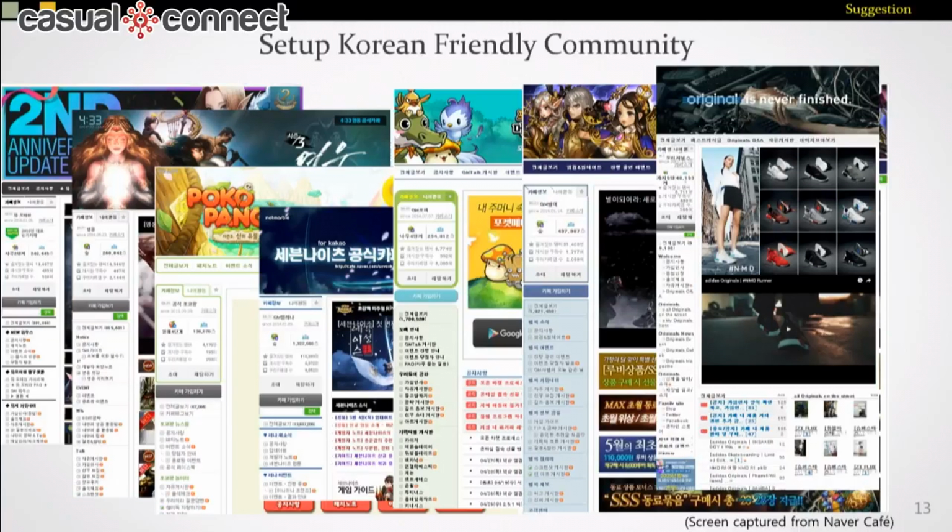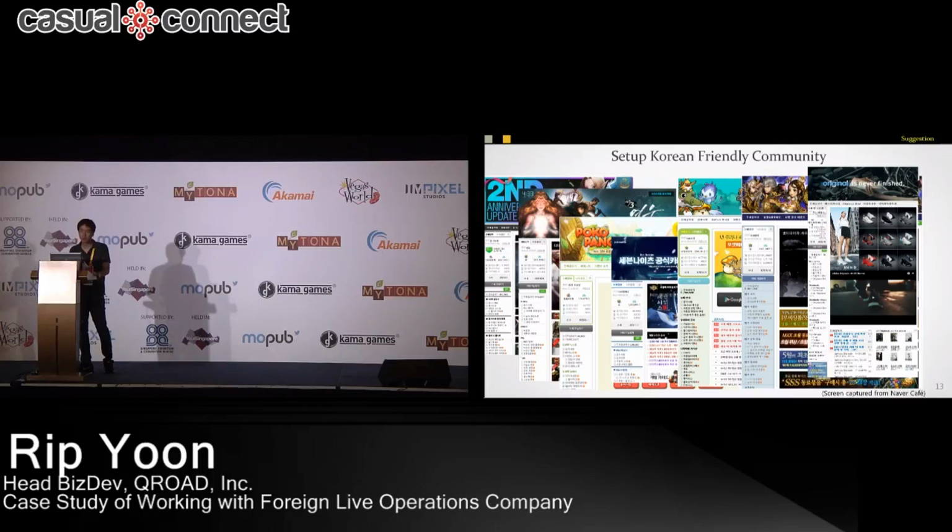So there's no doubt that 100% of Korean games use Naver Cafe. Foreign companies also use Naver Cafe, but not everyone. But please use Naver Cafe.